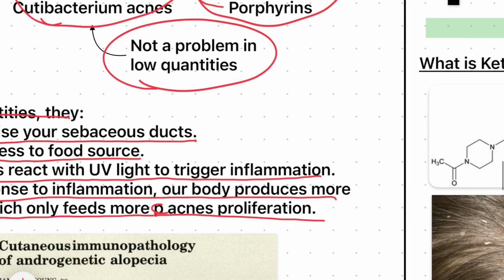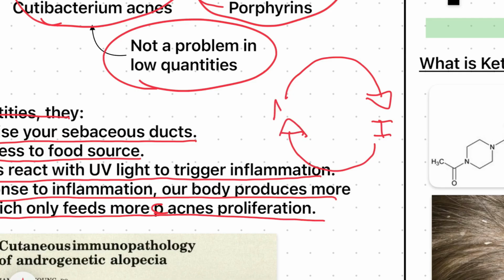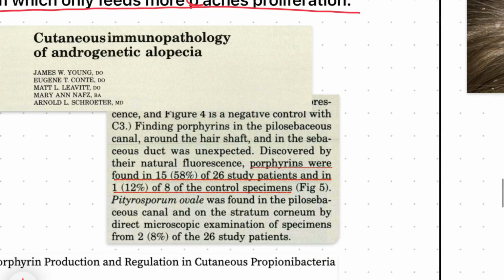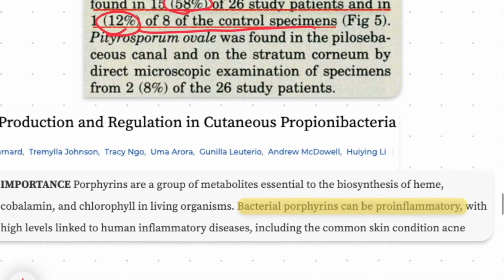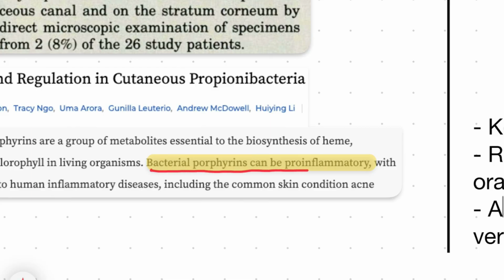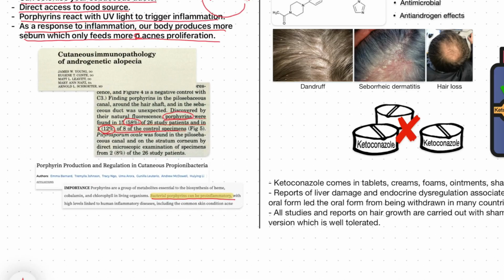So we have a little bit of a feedback loop going on here, where more inflammation leads to more microorganism overgrowth, which in turn leads to more inflammation. And so we can see from this study that porphyrins are more likely to be found in people with androgenic alopecia compared to individuals without androgenic alopecia. And so bacterial porphyrins can be inflammatory.